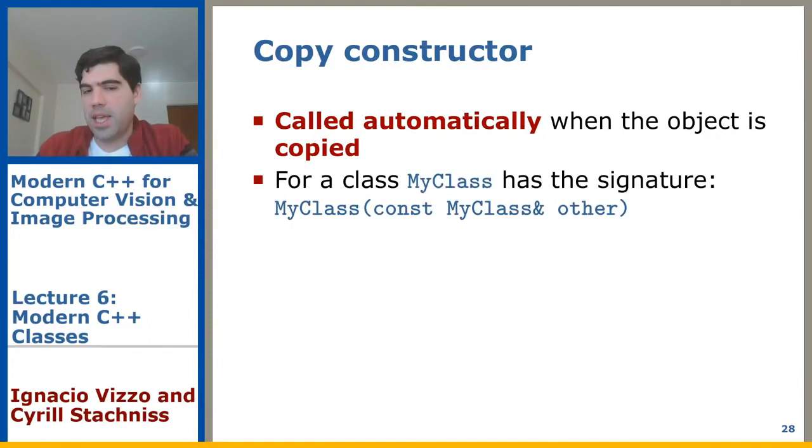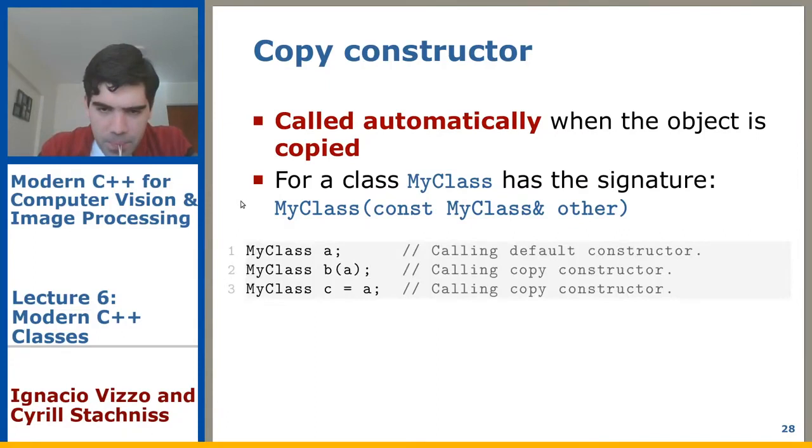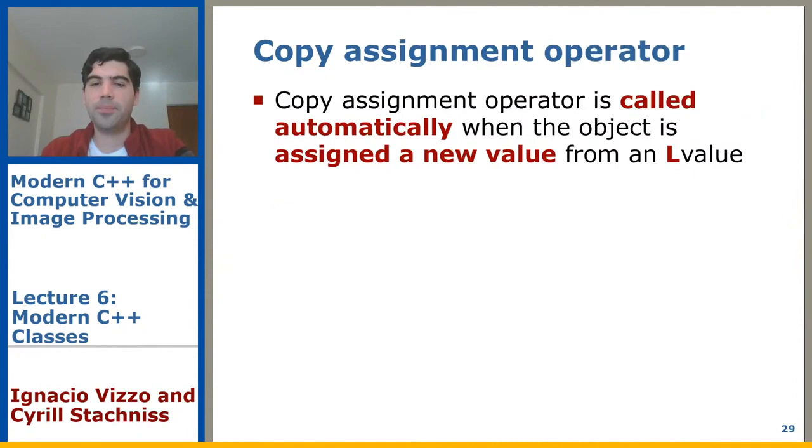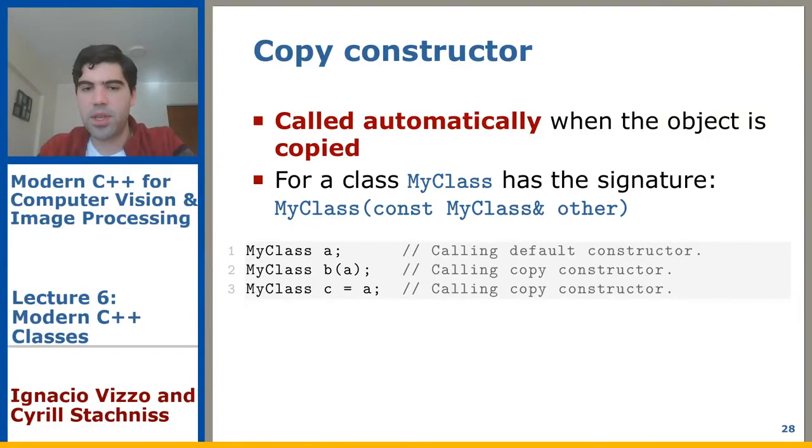For a given class, the signature of this copy constructor is like this, and here's an example of usage. When you create a new instance of my class and then use the parentheses operator, you're basically calling this copy constructor. So maybe you want to define your own implementation of how to copy data. In this case, it's hidden in the slides.